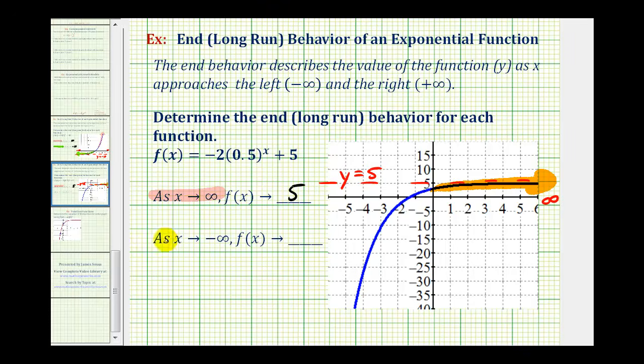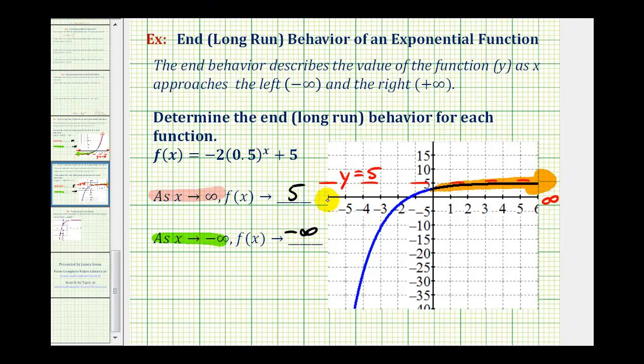And now when x approaches negative infinity, it might be a little more difficult to tell, but if we raise a fraction to a negative exponent, and that exponent gets smaller and smaller, the value of that gets larger and larger. So this number is getting larger and larger, but we're multiplying it by a negative number, so this is approaching negative infinity.